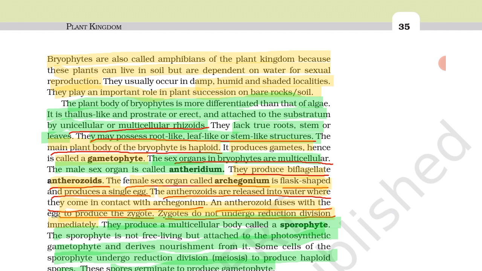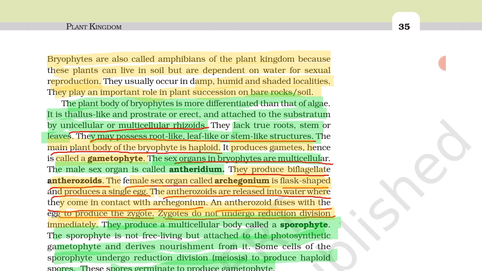Then they lack true root, stem and leaves. The body of a bryophyte lacks true root, stem and leaves. They may possess root-like, leaf-like, stem-like appendages. Means they do not have root, stem and leaves, but they possess similar root-like, leaf-like, stem-like structures. The main plant body of a bryophyte is haploid.